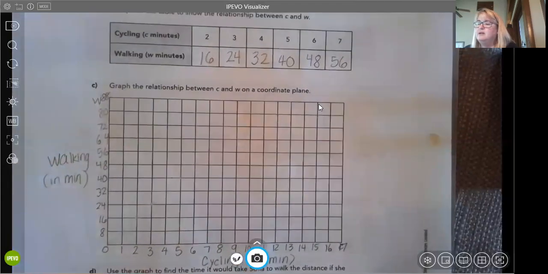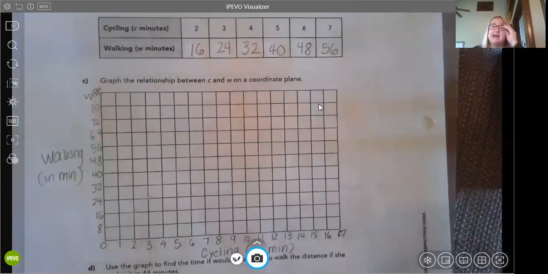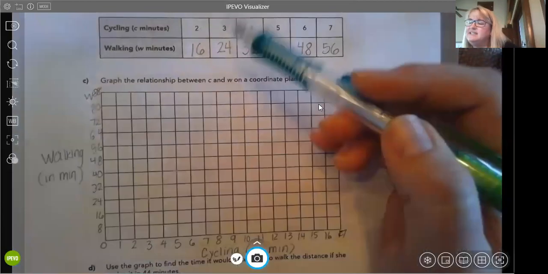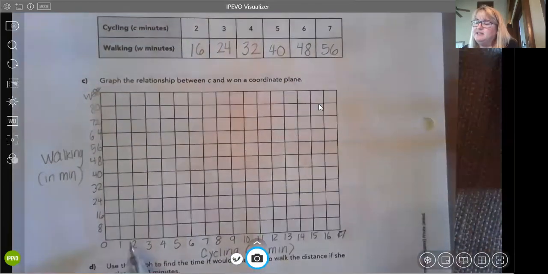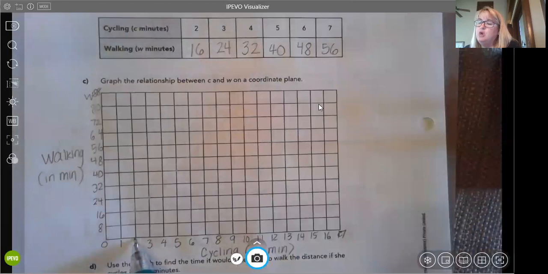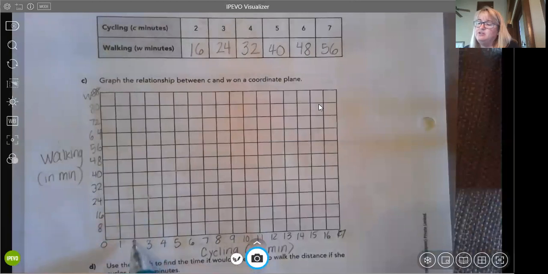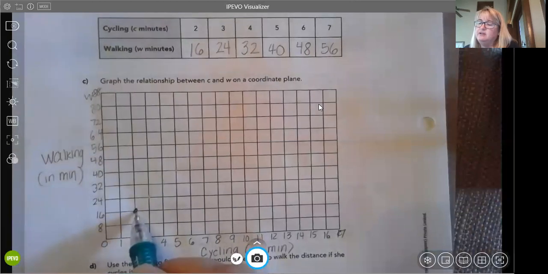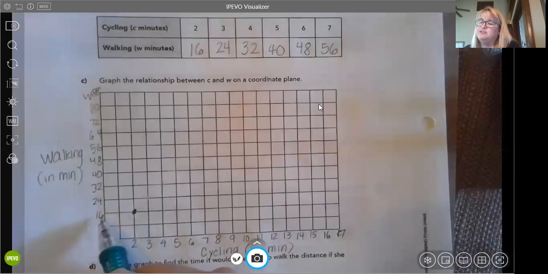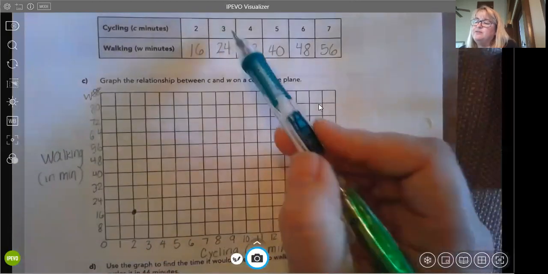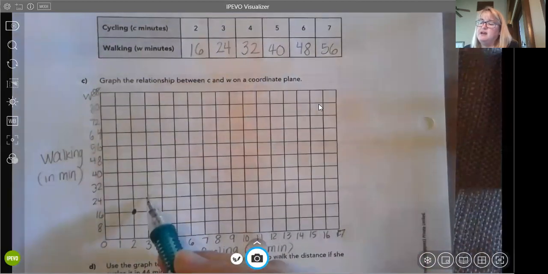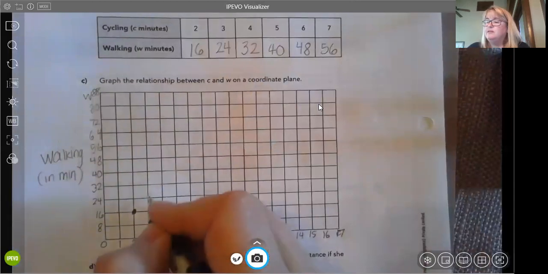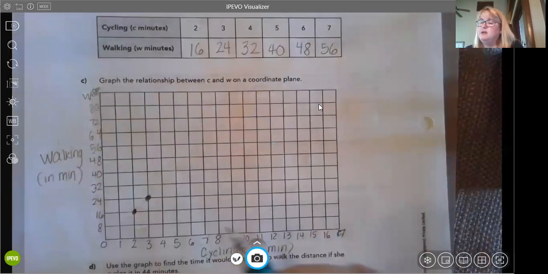All right. So now we graph our data. And our data says when C is 2, W is 16. So when we cycle for 2 minutes, I'm going to come over to 2, we walk for 16. I'm going to go up to the 16 on walking, 2 for cycling. Those go together. When we cycle for 2, we walk for 16. When we cycle for 3, we walk for 24. So when we cycle for 3, we're going to go up to the line that is 24. Write that down or draw a dot there.